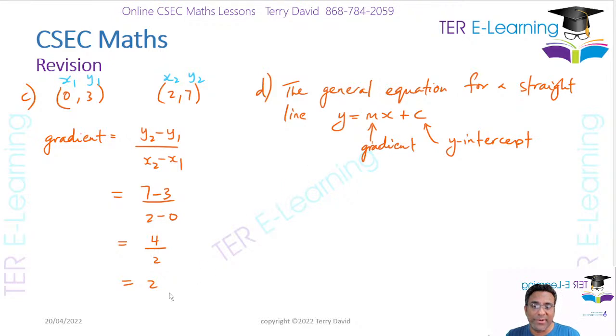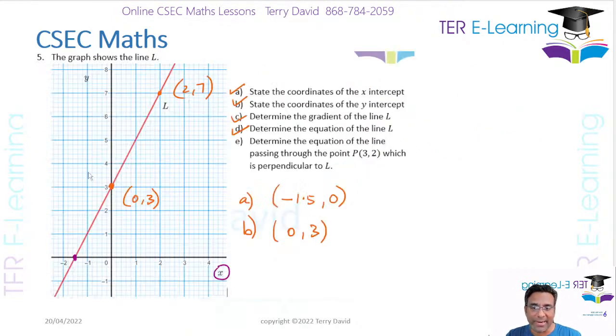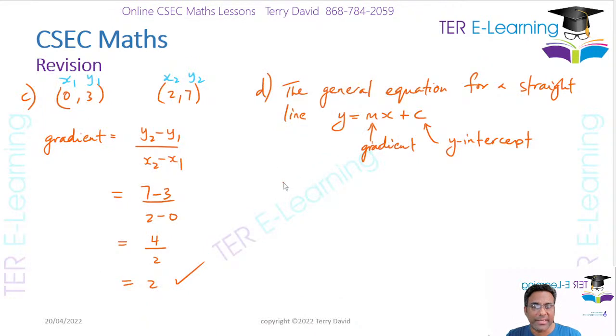Now there's no fancy calculation here to write down what the equation of this line is. You already worked out the gradient. You got 2. You already know what the y-intercept is, right? That's this point here. It's cutting at 0, 3. So the equation of this line is going to be y is equal to, the gradient is 2, x plus 3. That's the equation of the straight line. There's no need to do any fancy calculations here, right?